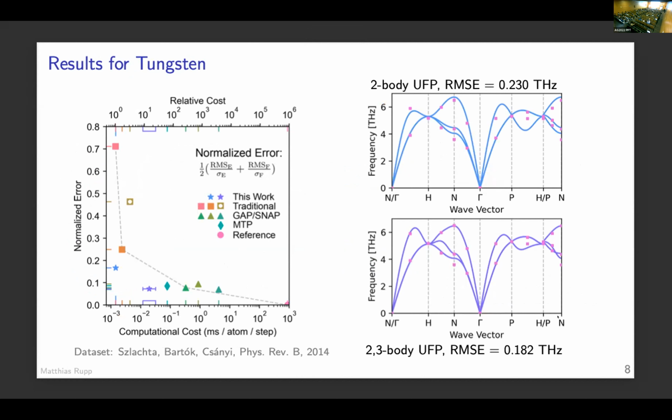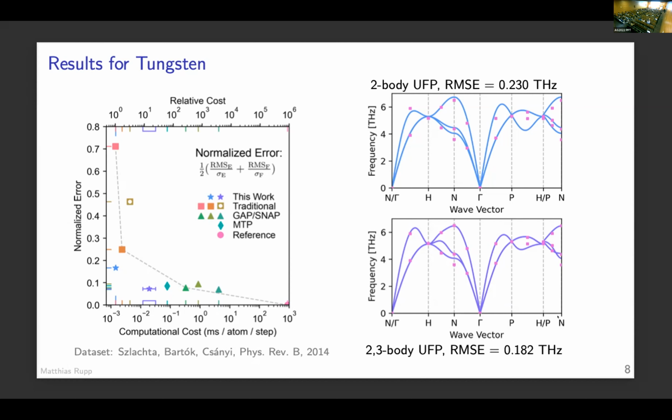Here are some results for a tungsten dataset from Goryaeva et al. And on the right, it's just some phonon spectra, just to show that it works, basically. On the top right, we trained our ultrafast potentials with just 2-body terms, and already get reasonable results. And on the bottom with 2 and 3-body terms. There's a lot more validation of this style in the preprint, including calculation of melting points and so on. Basically, it works for tungsten.